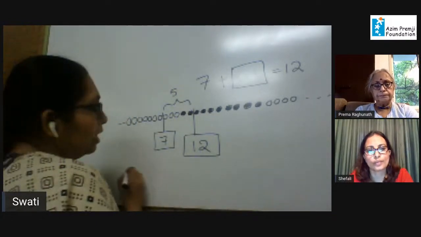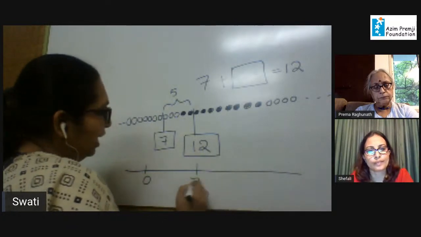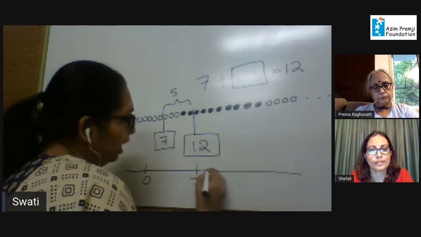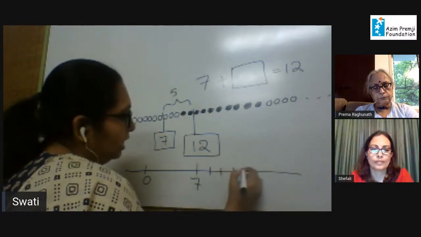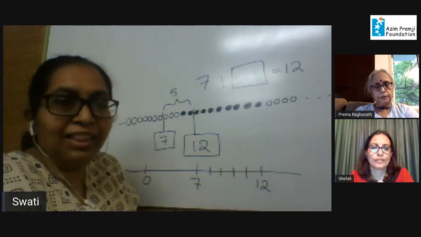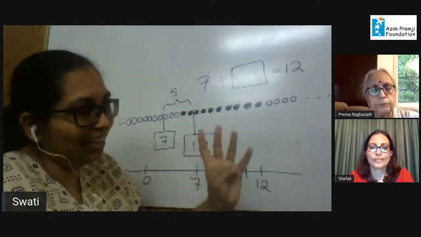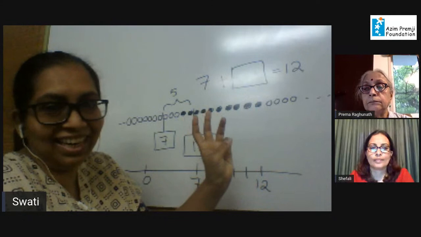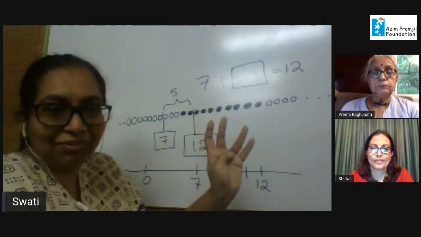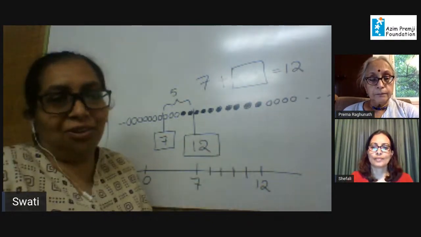So on an abstract number line, it will look something like 0, 7. And you don't need to bother about what is in between. And then you will have 8, 9, 10, 11, 12. And then the same thing comes here. So you have got 7, then 8, 9, 10, 11, 12. And you know that you have counted 5 spaces. So that's how you gradually abstract out.